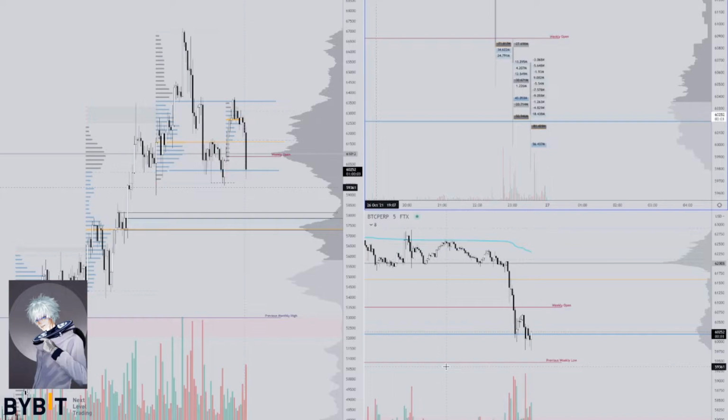This is the hourly close coming up right here. Probably going to see something come up, one way or another, probably a quick move just on the open.